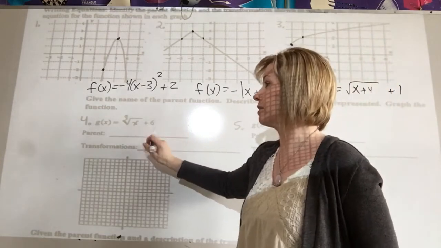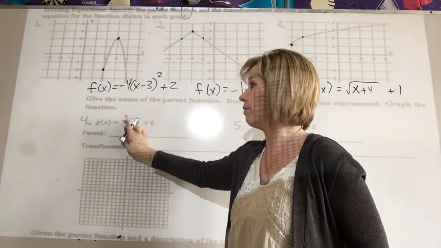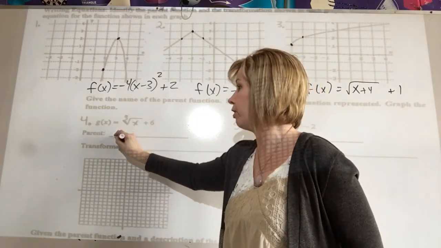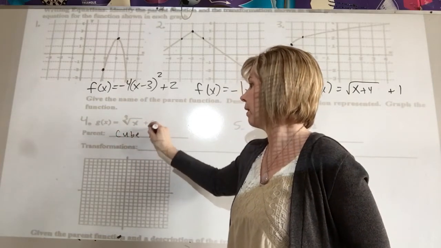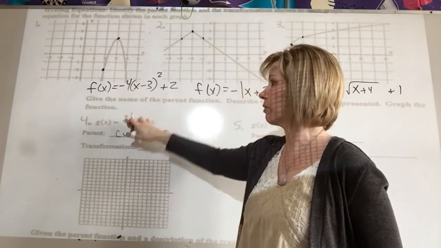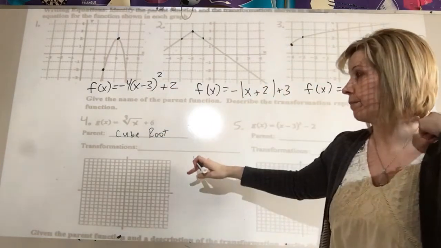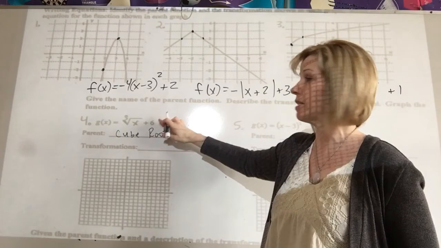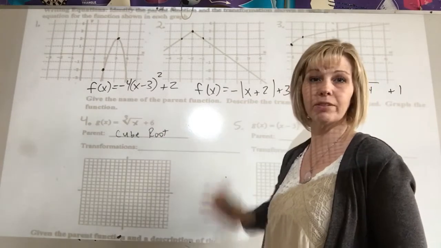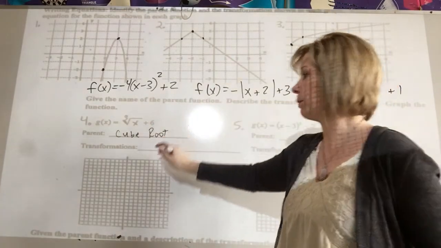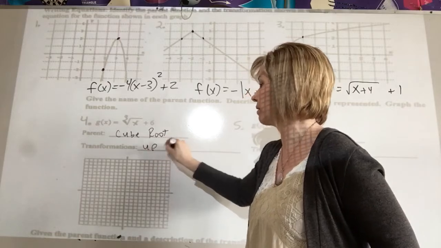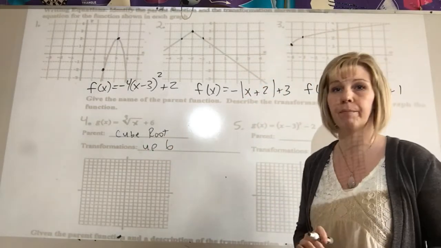So for this, the parent function, we should write the cube root, because it's the radical symbol, but our root is 3 here. If the plus 6 is not underneath, it's outside, it's the up or down one. So if it's plus 6, it moves it up 6 from 0.